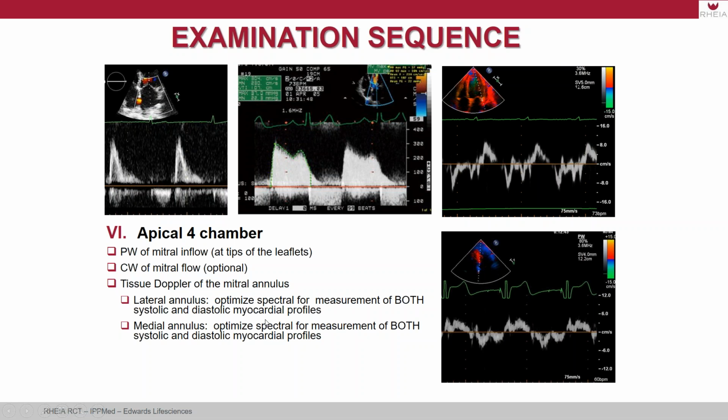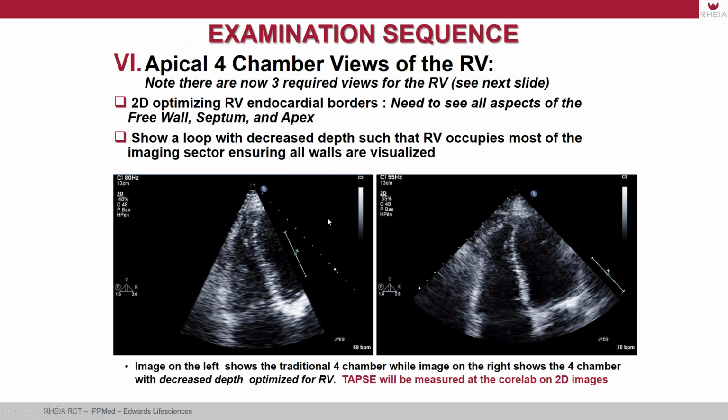Apical 4 as well, this is, as you know, the view that we use for assessment of diastolic function. So pulse wave Doppler at the tip of the mitral leaflets. We also ask you to do a continuous wave Doppler through the mitral valve for assessment of eventual concomitant mitral stenosis. And then Doppler tissue imaging on the lateral and septal aspect of the mitral annulus, again for assessment of diastolic function.